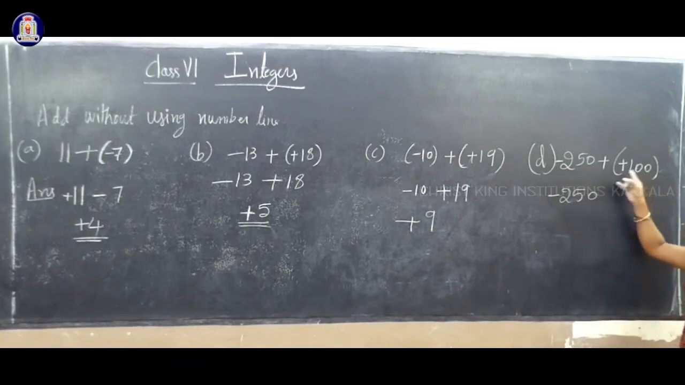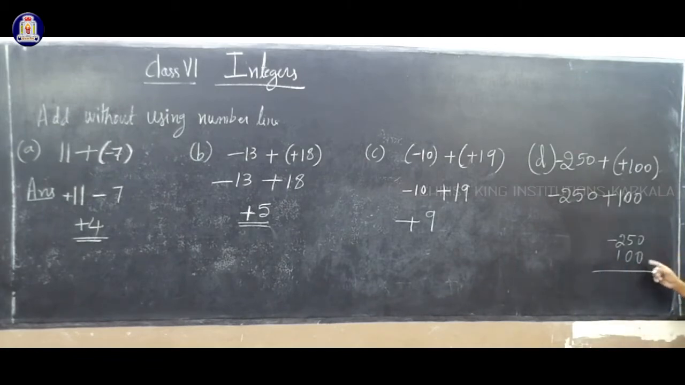Now again in this also integer is given inside the bracket. So just remove this bracket. Multiply plus into plus, plus into plus, plus. So next subtract 250 minus 100. 250 minus 100. So 0 minus 0, 0. 5 minus 0, that is 5. 2 minus 1, that is 1.